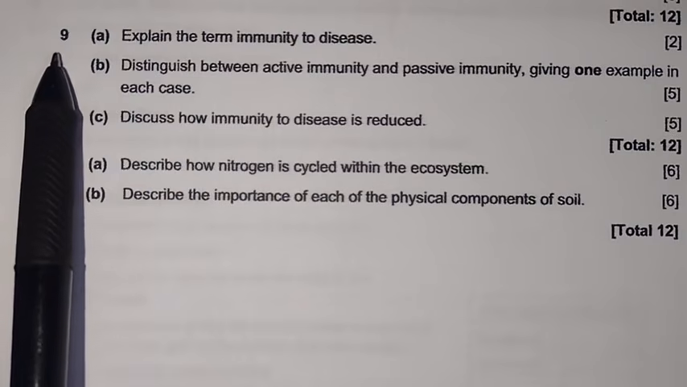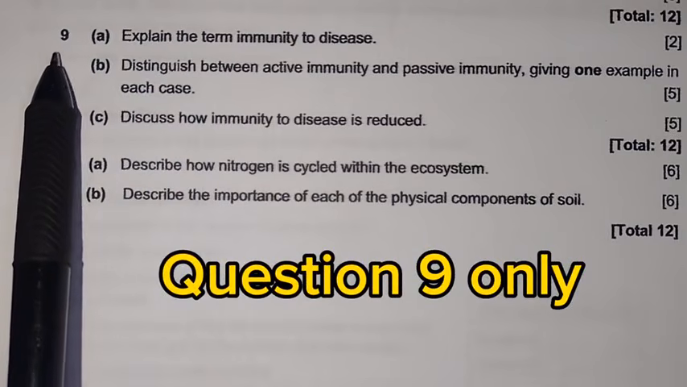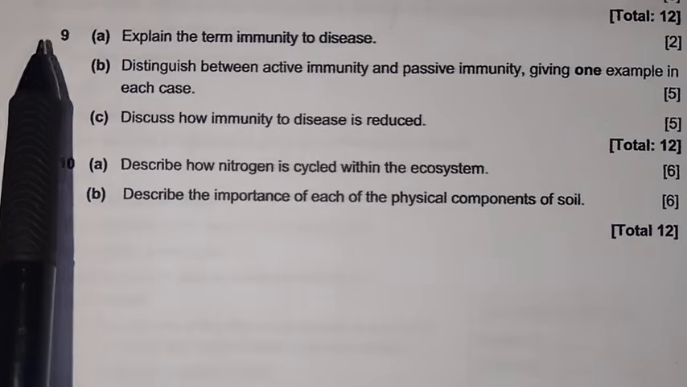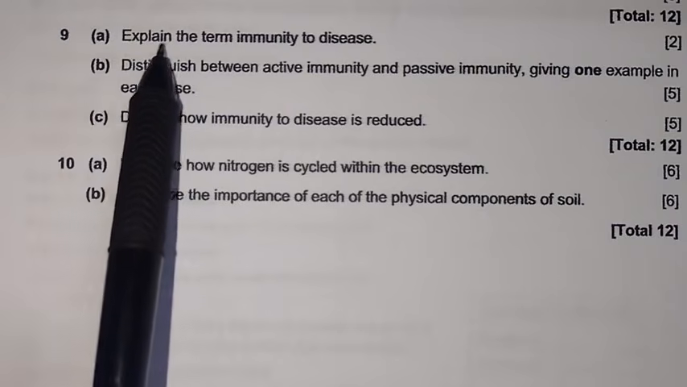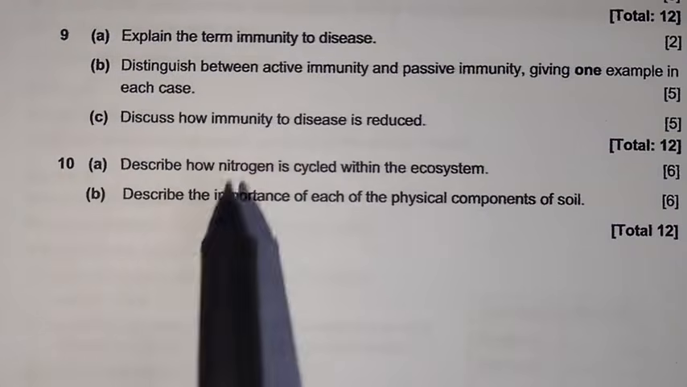So right here with me, I've got questions that come in section B, essay questions. So we are looking at question 9, okay? This is the question that we are going to answer based on what you have learned in the group. So question 9A, explain the term immunity to disease, okay?